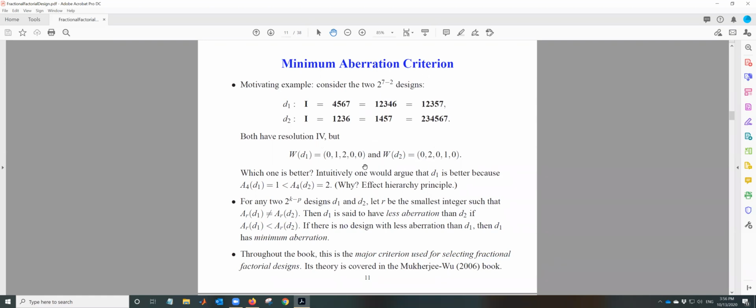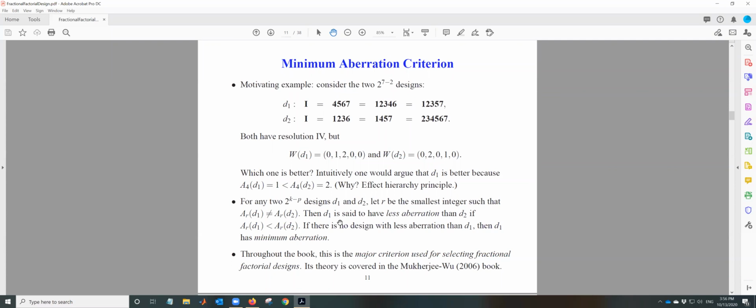So which one is better? Intuitively, you may argue D1 is better because this is 1, right? You only have one four-factor effect, but this one you have word length 4 twice. So A4 of D1 equals 1, less than A4 of D2 equals 2. And then based on the effect hierarchy principle, we would argue that the first design is better. So this is called minimal aberration criterion.